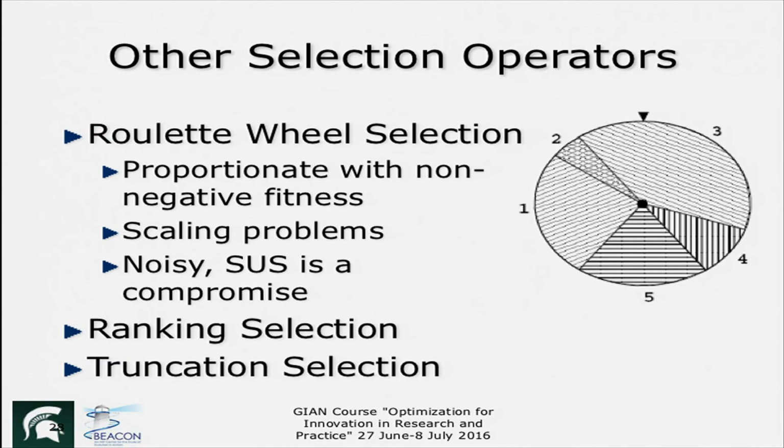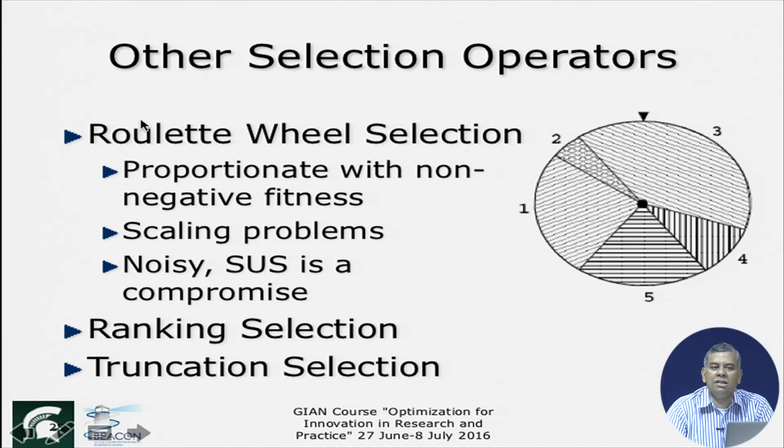Okay. So here is the proportionate selection, or also known as the roulette wheel selection. So this is how the whole genetic algorithm started. We didn't have tournament selection back then. So this was the selection operator which was used in place of tournament selection. So what it is, let's say I've got five population members. Each one of them I've got a fitness, and I'm maximizing.